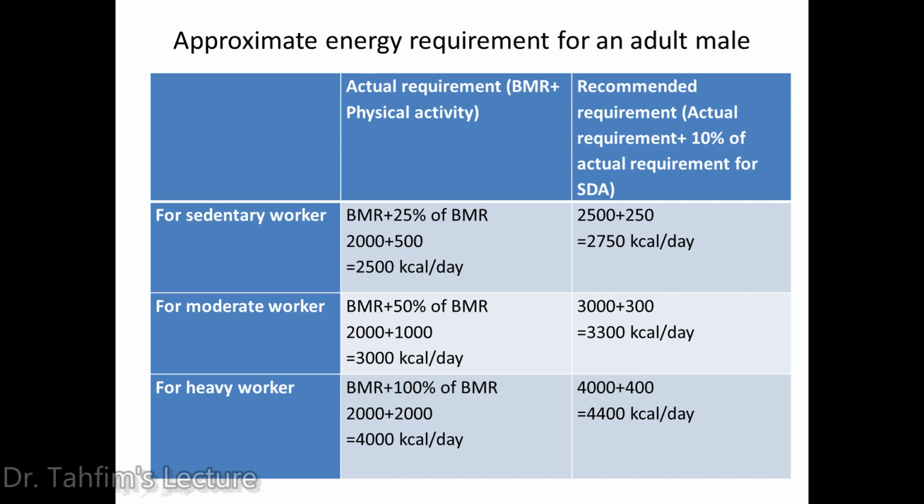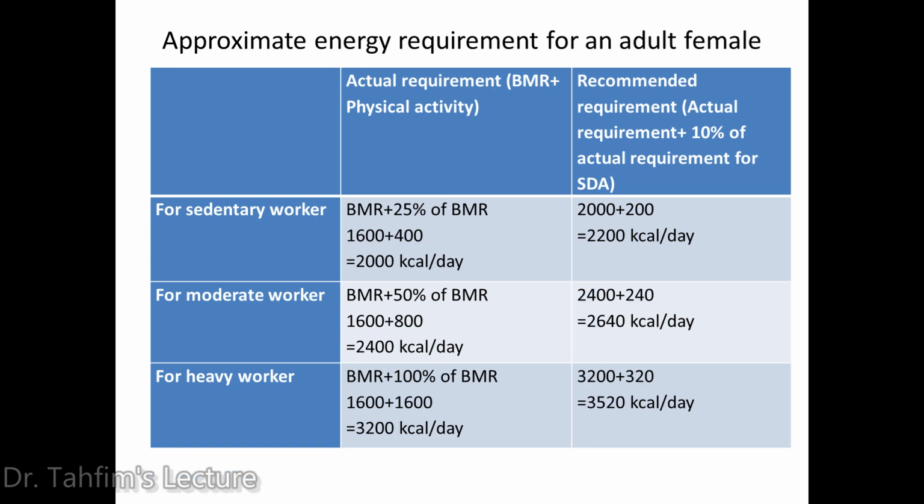kilocalories per day. In the same way, for heavy workers, BMR is 2000 kilocalories per day, and for physical activity we are adding an extra 2000 kilocalories. So the actual requirement is 4000 kilocalories per day, and for the recommended requirement we are adding an extra 10% for SDA, and the recommended requirement is 4400 kilocalories per day. Okay. You have to have a very clear conception about the actual requirement and the recommended requirement. Otherwise you cannot answer this question in your exam.